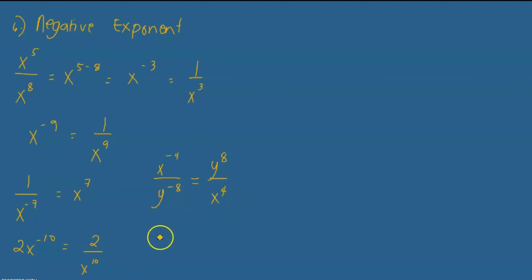Eh kaso parang medyo naging makulit si Sir Cruz. X raised to negative 6 all over y raised to 13. O, sino lang ang may negative exponent? Si x. So, ibig sabihin, si x lang ang magpapalit ng pwesto. Ang iiwan ni x doon ay wala ng ibang number. So, that means we need to write 1. So, that's x raised to 6, y raised to 13. So, that is the negative exponent.